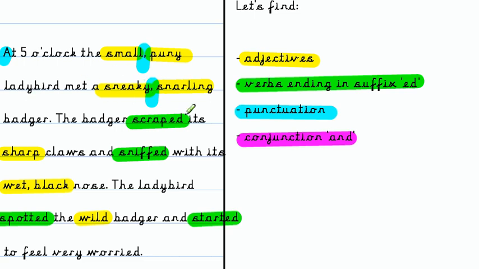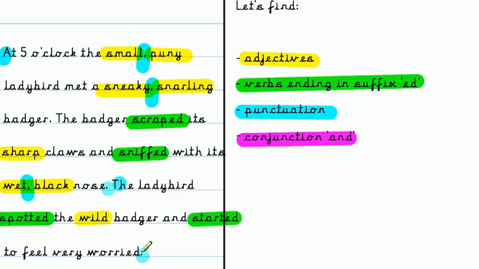Met a sneaky, snarling badger. The badger scraped its sharp claws and sniffed with its wet... So can we see we're seeing a trend here, aren't we, everybody? When I've listed two adjectives next to one another, we're going to need a comma to separate them. Its wet, black nose, full stop, capital letter, the ladybird spotted the wild badger and started to feel very worried.